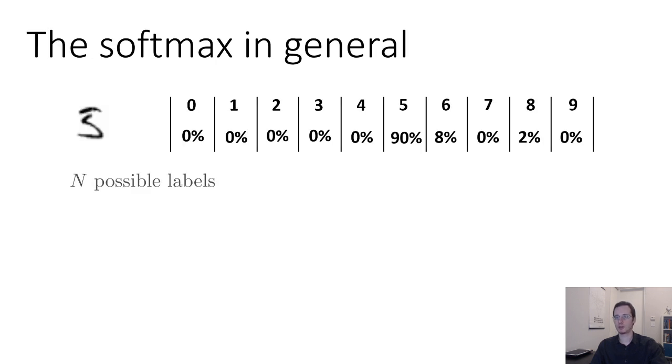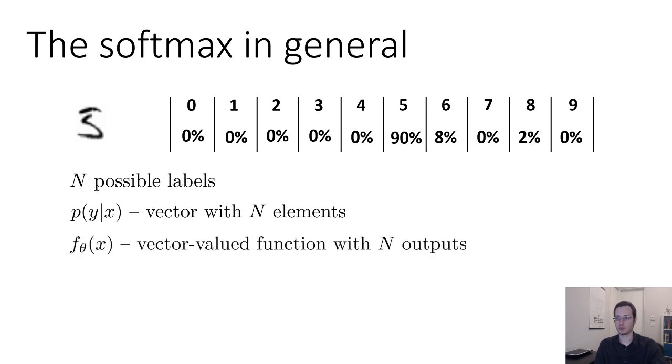In general, you might have n labels, so not just cat and dog, but some number of labels, like 10 labels for these digits. And p of y given x is a vector with n elements, one element for every possible label. You have some function f theta of x, which is a vector-valued function with n outputs. And those outputs might not be positive, they might not sum to 1.